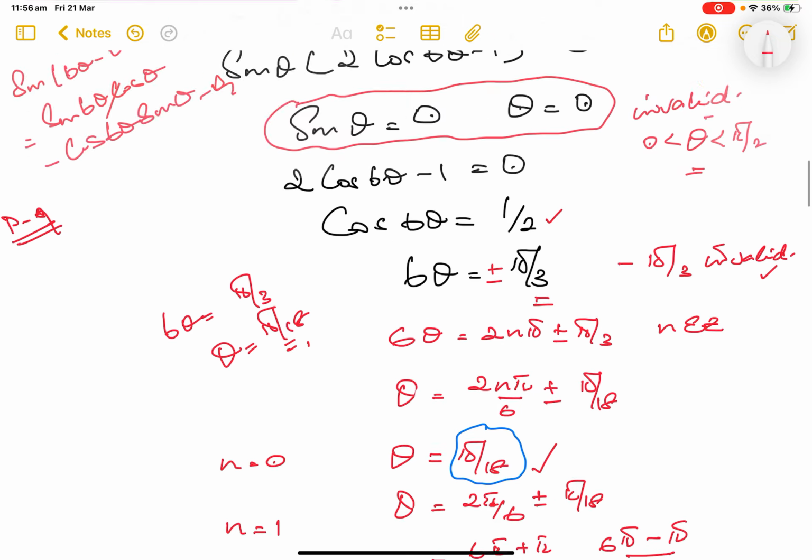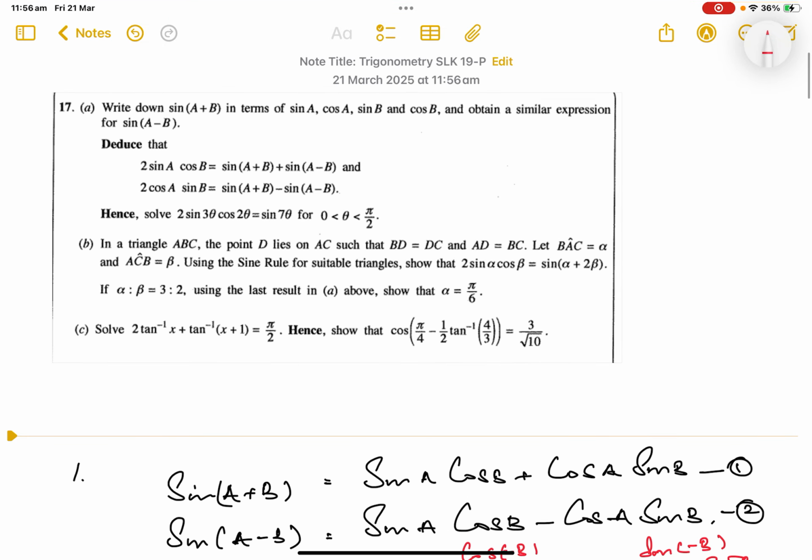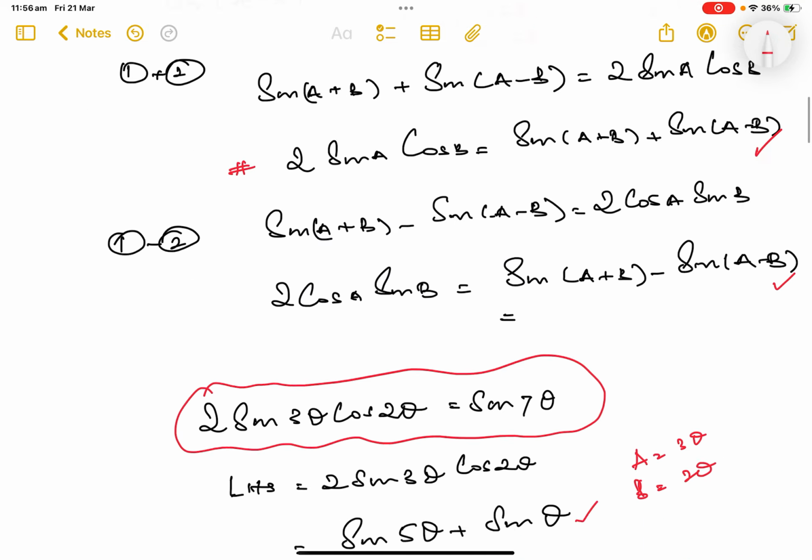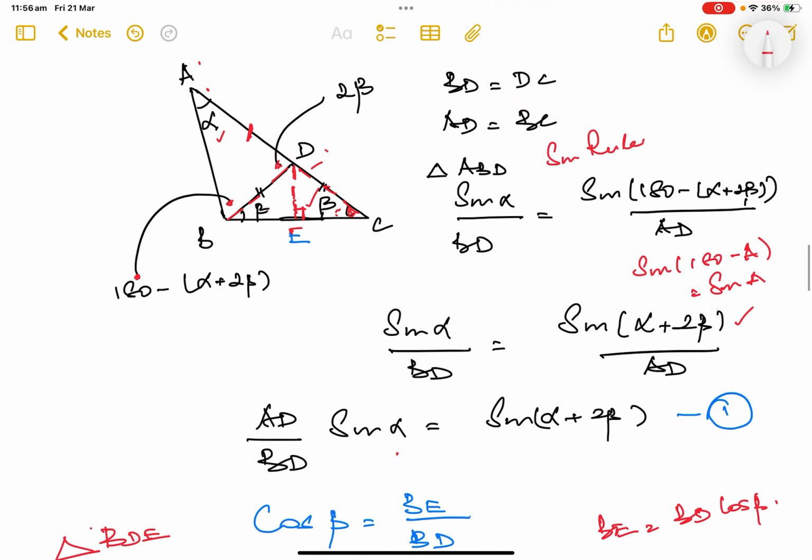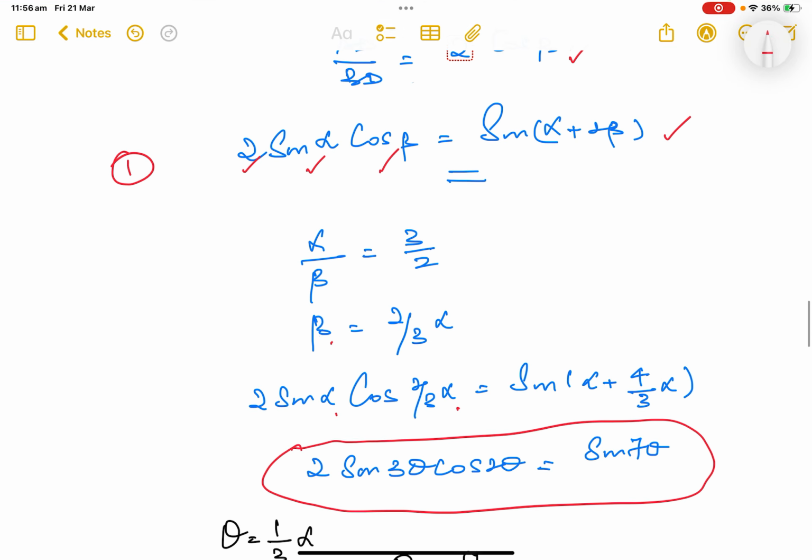That's done. The second part: if alpha is to beta equal 3 is to 2, using the last results in part A, show that alpha equals pi over 6. For part A, we have an equation given: 2 sine 3 theta cos 2 theta equals sine 7 theta. That is what we've been asked to prove, and that's done. Now alpha is to beta equal 3 is to 2, so alpha over beta equals 3 over 2. From that, beta equals 2 over 3 alpha.